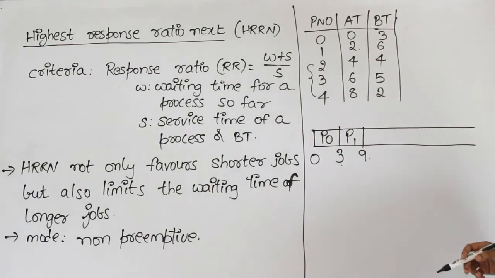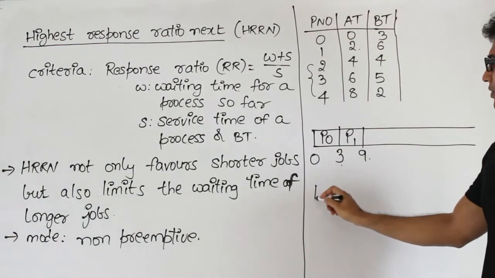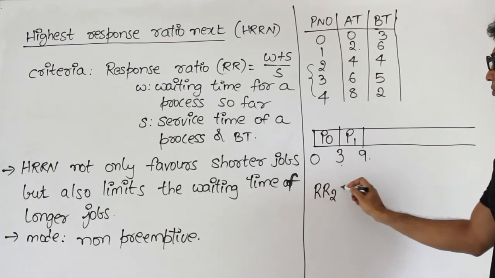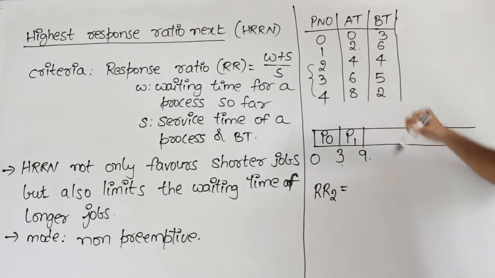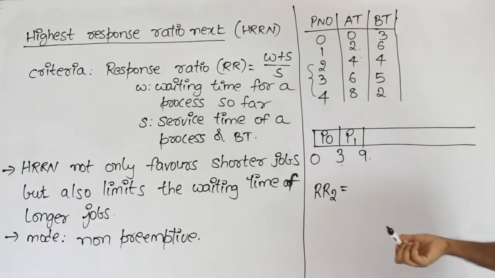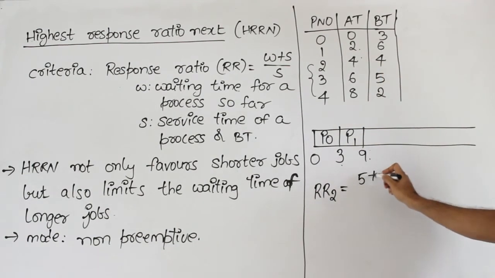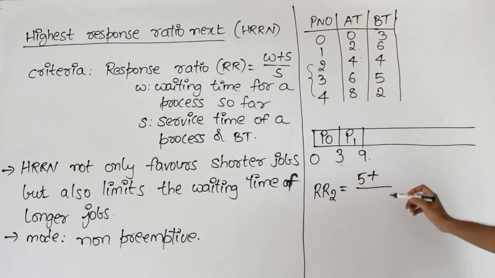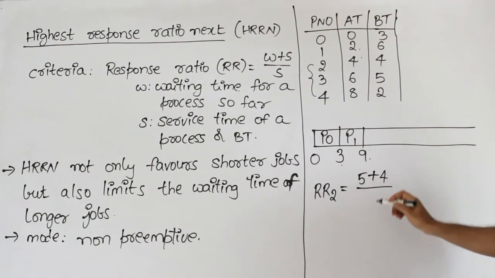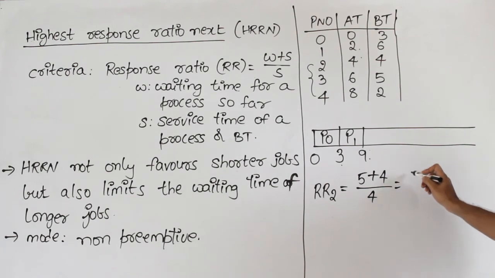Now which one should I pick among these? That depends on the response ratio. Let's see the response ratio of each one. For process P2, what is the waiting time? It came at 4 and now the time is 9. So the waiting time so far is 9 minus 4, which is 5. So 5 plus the burst time, which is 4, divided by 4, which is nothing but 9 by 4. I think you will get 2.25.